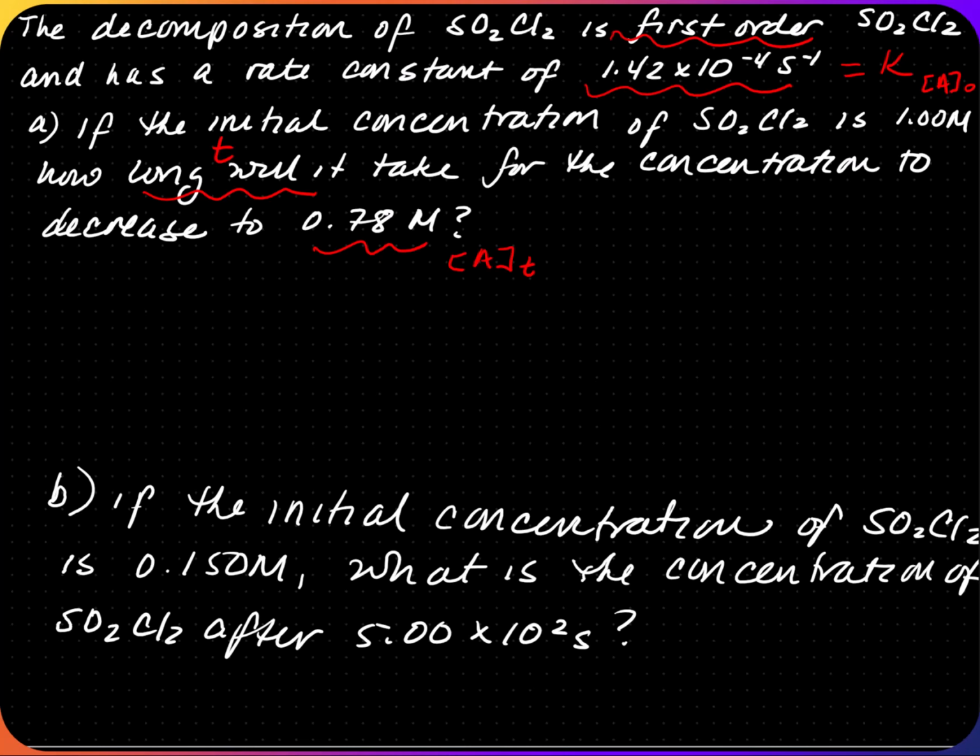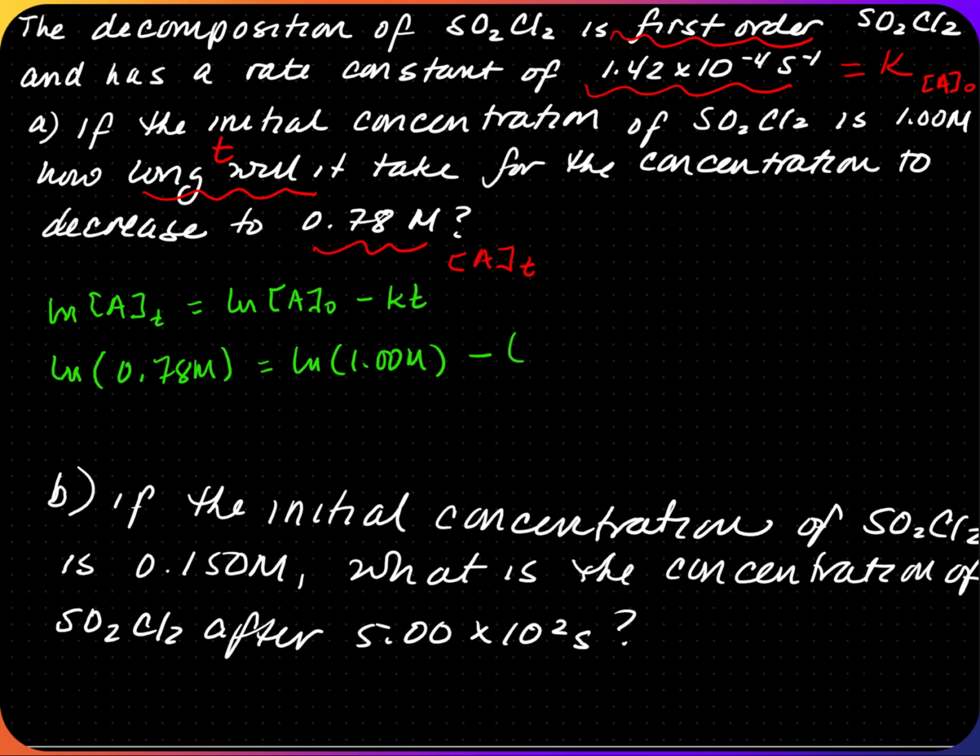The first order equation is ln A at some time t equal to ln the initial concentration minus kt. We're solving for t. We know every other variable, so we're going to plug in. So this is ln 0.78 molars equals ln 1 minus k, which is given as 1.42 times 10 to the negative 4 seconds to the negative 1, times t.